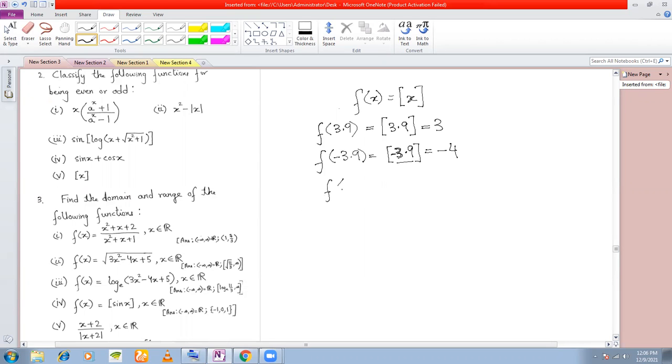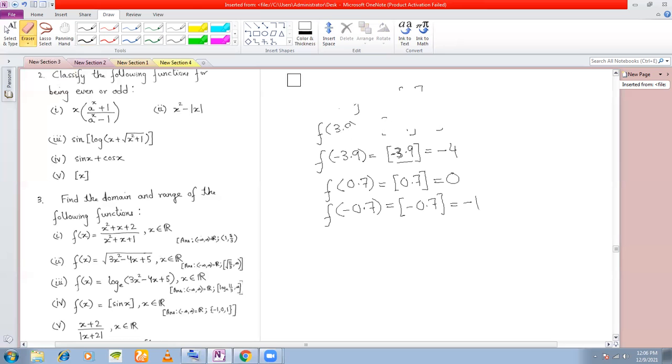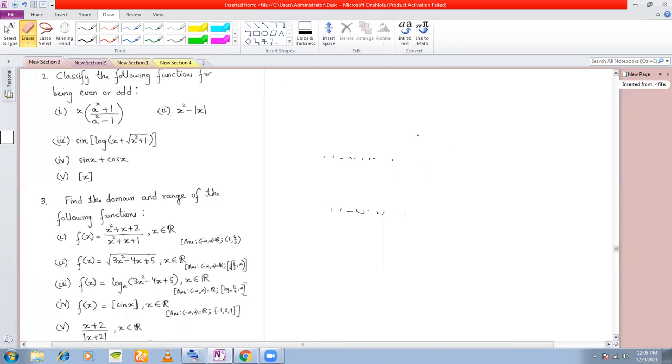Now suppose if we take f of, let's say, 0.7, what should it be? Greatest integer of 0.7, 0, right? However, if we take -0.7, what will it be equal to? After 0, what is the next greatest integer? Minus 1, right? So this was the greatest integer function that we talked about some time back.